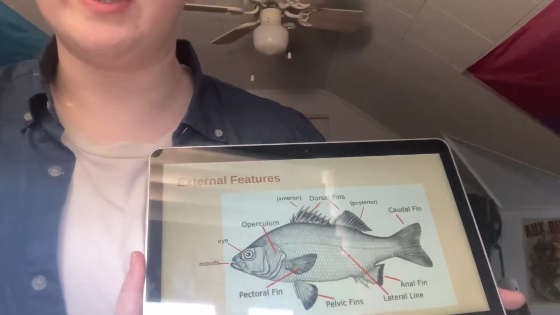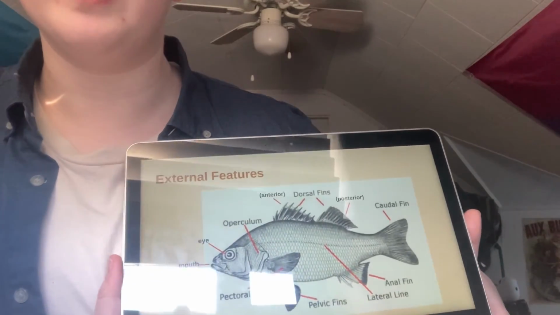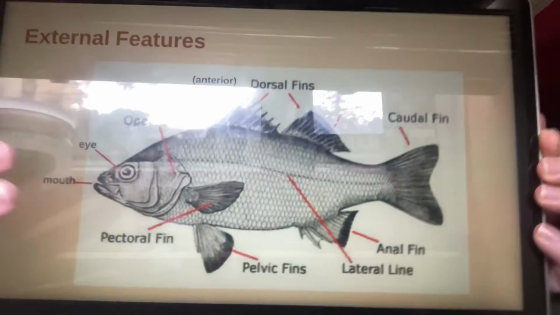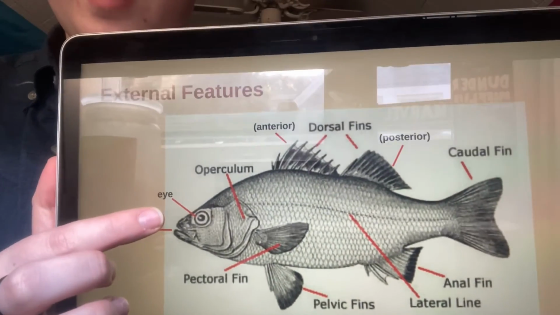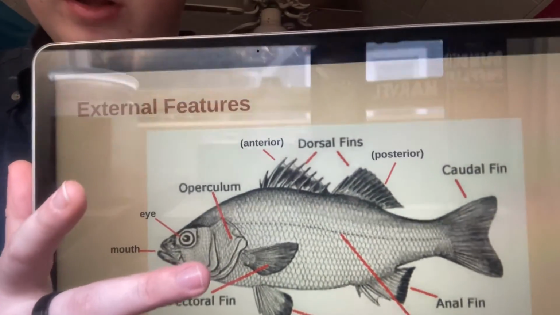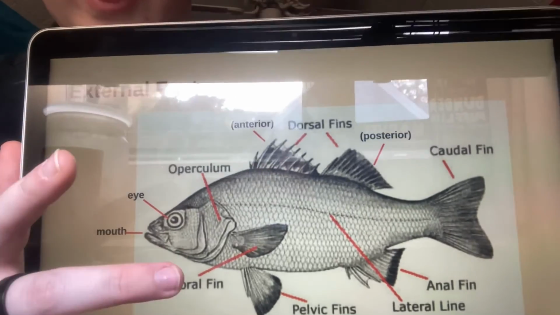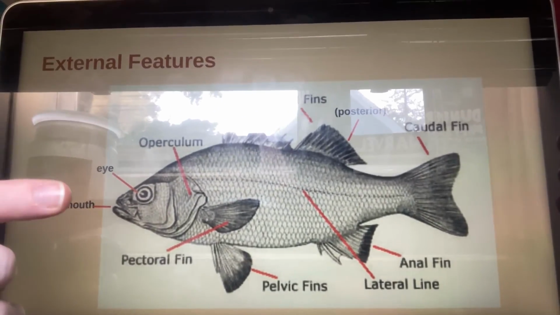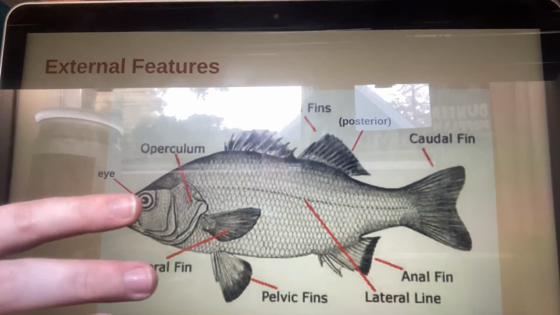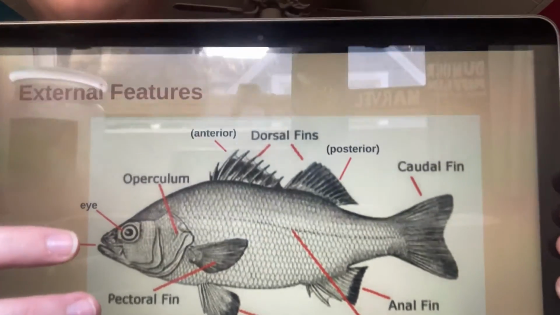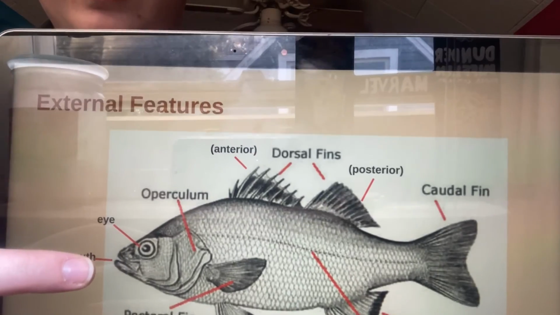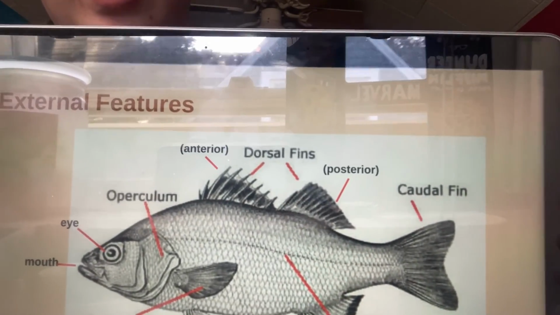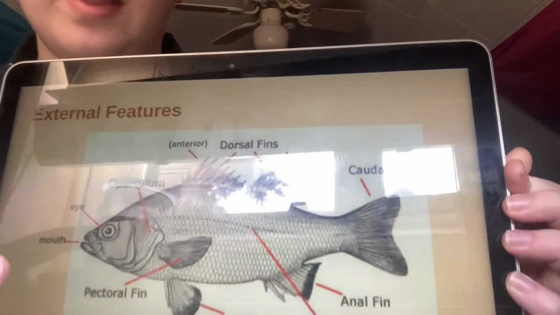So here we have some external features. I'm going to try and bring this a little closer so you can see it better. Over on the left here we have the mouth, the eye, then going into the operculum, this pectoral fin, and then underneath we have the pelvic fin, the anal fin. In the middle here you can see that lateral line, and then up top we have the dorsal fins, both anterior and posterior, and then the caudal fin at the back.